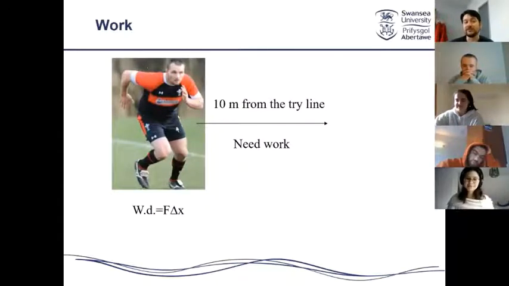And so then we take Ken, and he's 10 meters from the try line. So for him to get to the try line to score a try for Wales, hopefully beating England with the final play of the game, but I'll put that up for debate as to where people's loyalties lie, we need to actually do work to achieve this. And so work done is equal to force multiplied by displacement, which is delta x.